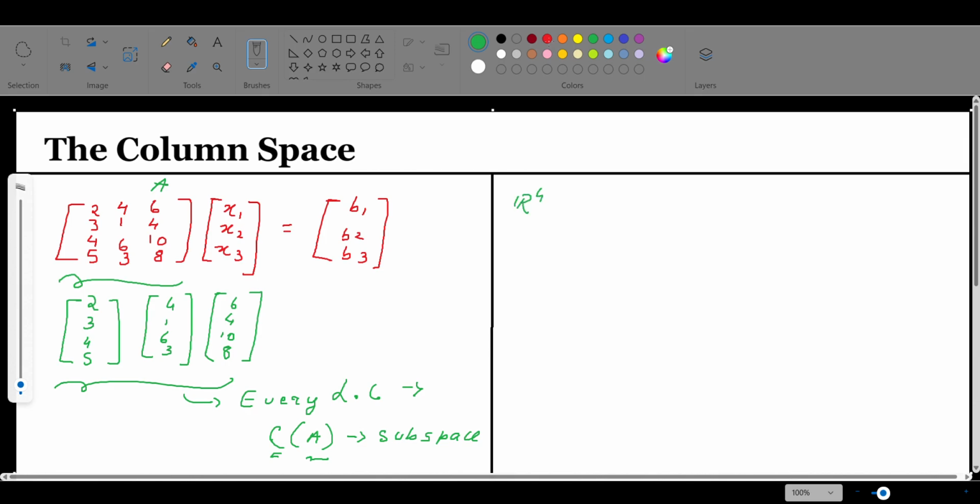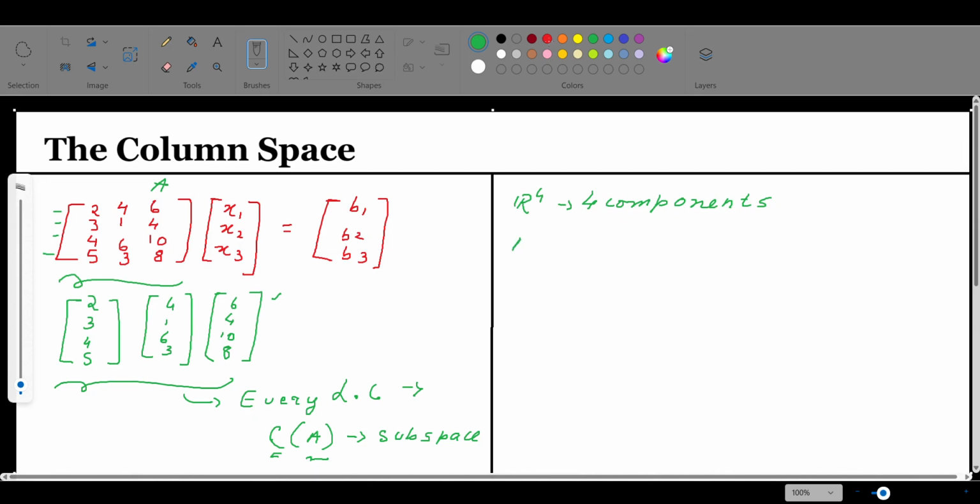It is a subspace of R4 because every single column vector has 4 components or 4 dimensions. And you can even think of it like this: A has 4 rows. Therefore, 4 components for each and every column vector. Hence, R4.